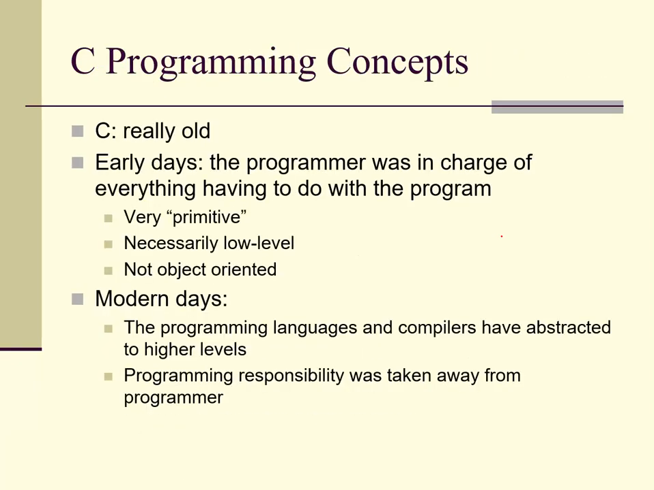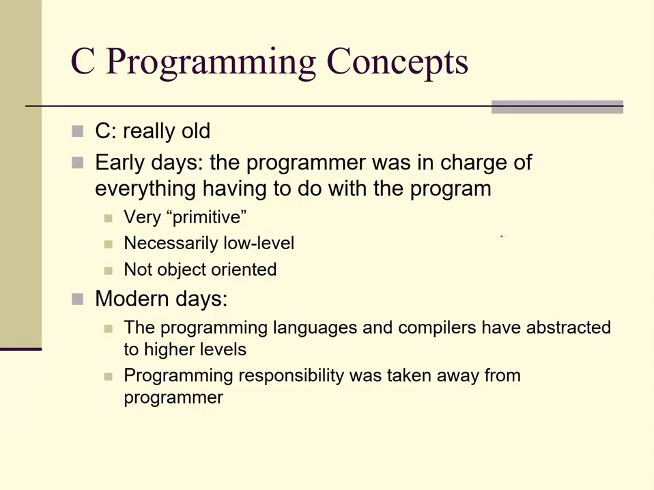Okay, so we're into the C programming here. C is a really old language. I think it was developed in the early 70s maybe, and that was the days when the programmer was in charge of everything having to do with the program. It's very primitive. It was necessarily low level, and for that matter, it still is. And by all means, it was not object oriented.